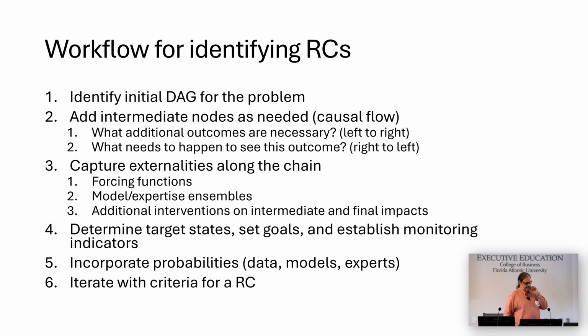So from the result chain literature, I made a quick little workflow for identifying result chains with Bayesian networks. So step 1 is identify the initial DAG for the problem. What is the causal structural model? Add intermediate nodes as needed within the result chain, such as the causal flow model, and ask things like what additional outcomes are necessary when moving from left to right, and what needs to happen to see this outcome from right to left.